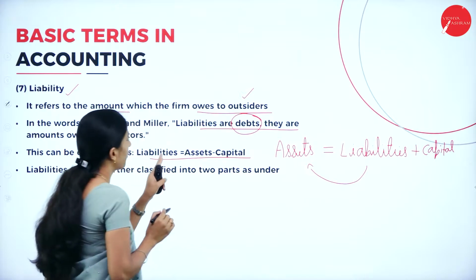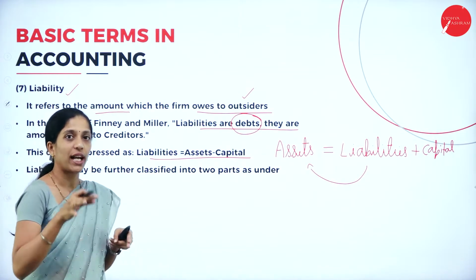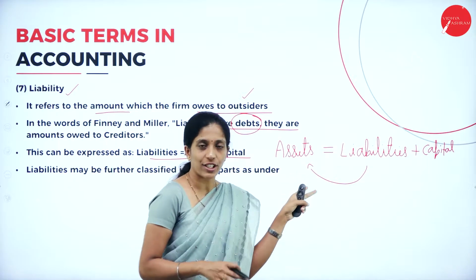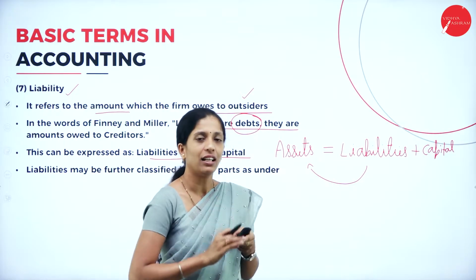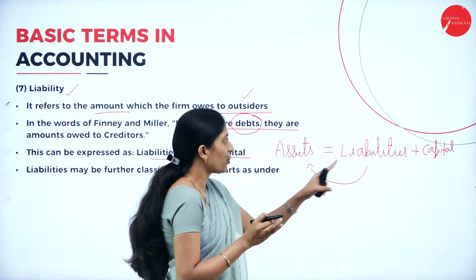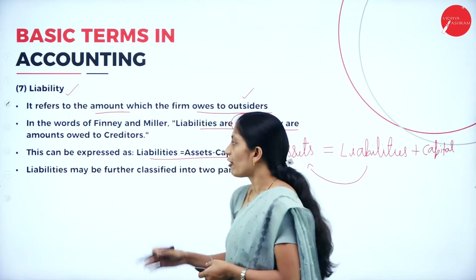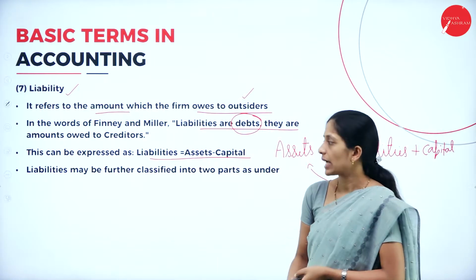So your formula will be liability is equal to asset minus capital, so that you get the liability. If you just know this accounting equation, whenever you want to know about the liability, you can reverse the formula. In the same way, if you want to know about the capital, you can reverse the formula. So here the formula for liability is equal to asset minus capital.